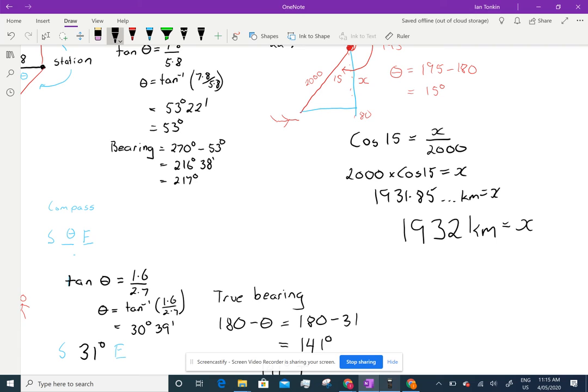And they went to one decimal place. So they went 1931.9, which is exactly what we got. So it's all good. Anyway, that's bearings. You really need to work at this because it's going to get harder when we involve different rules. Good luck.